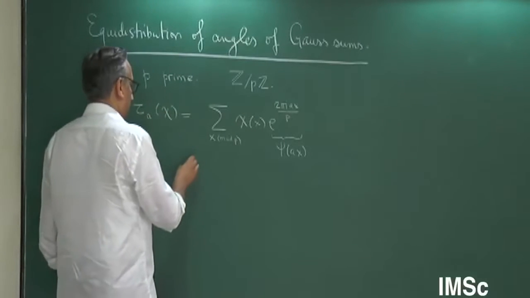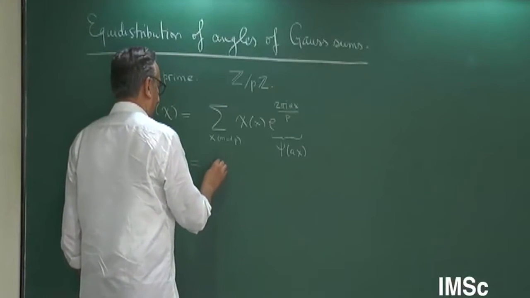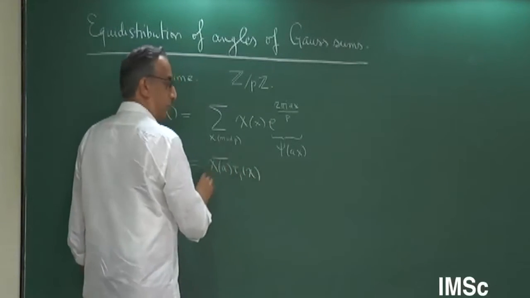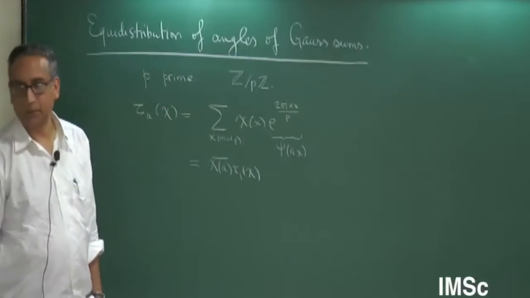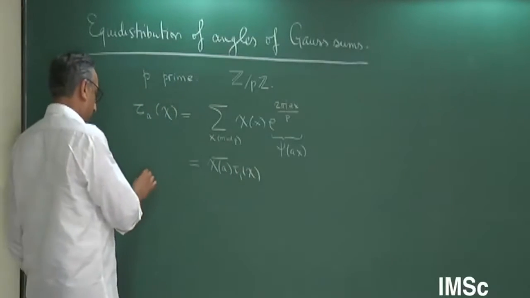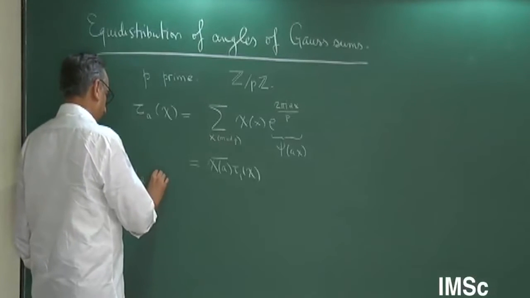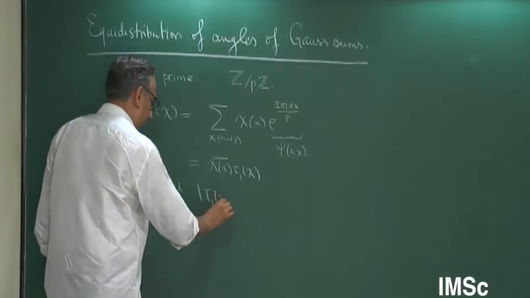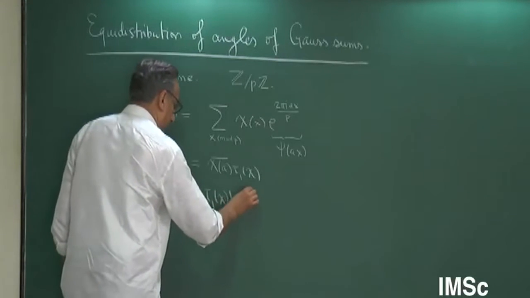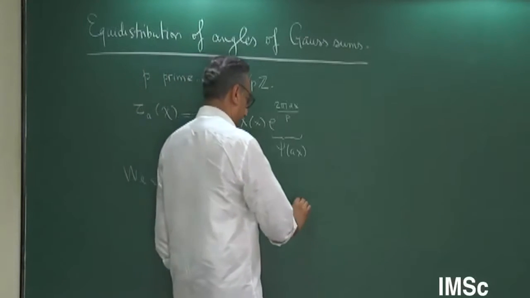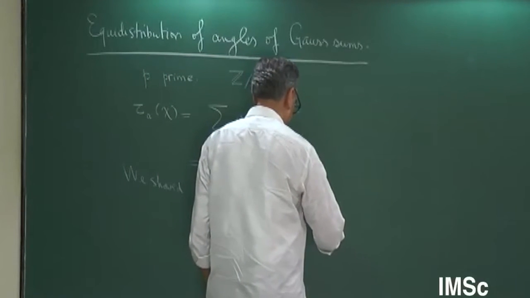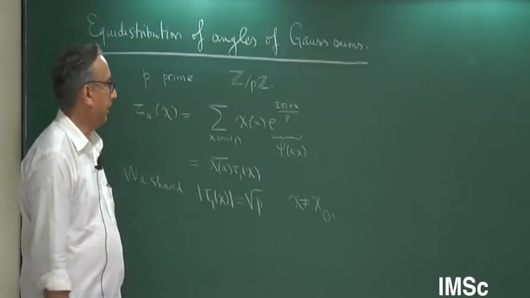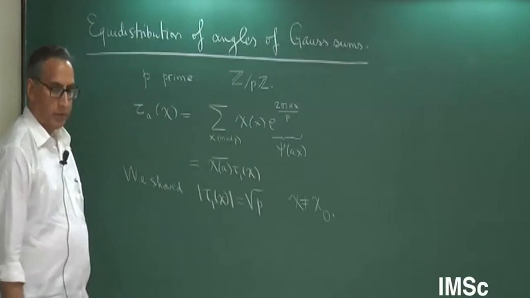And we showed that this was equal to chi of a times tau sub 1 of chi. Maybe there's a bar there or something. Okay. And then we also showed that the absolute value of tau 1 of chi is square root of p if chi is a non-trivial character. An interesting result in its own right.